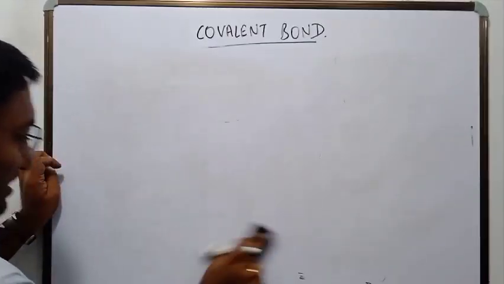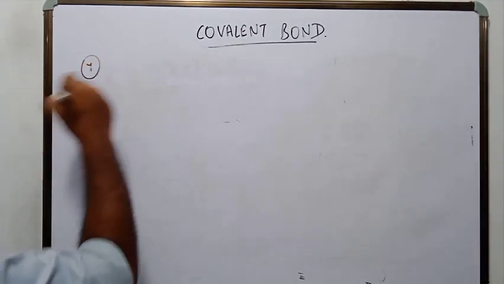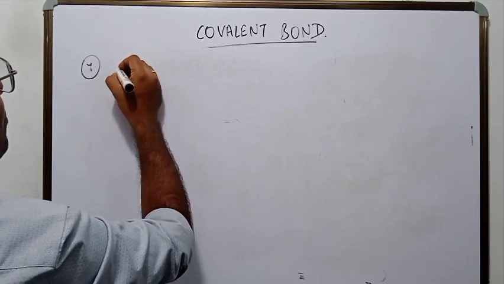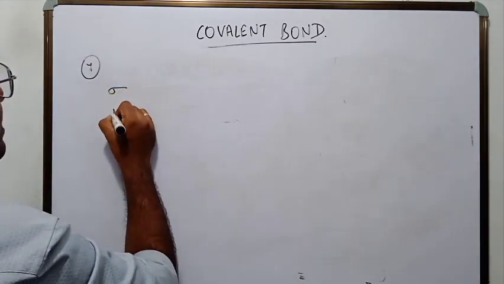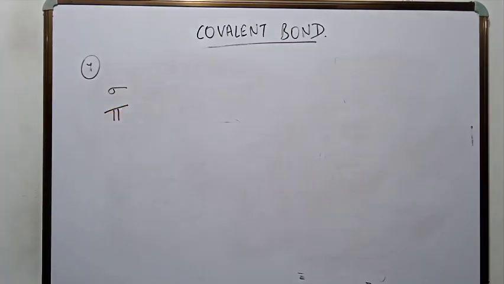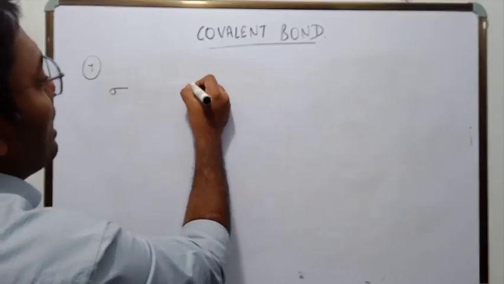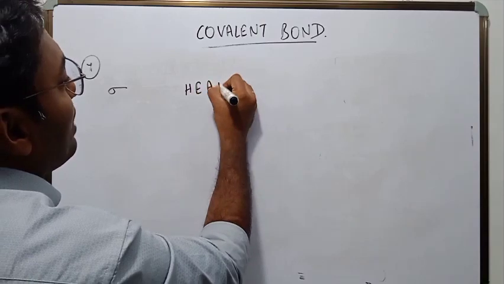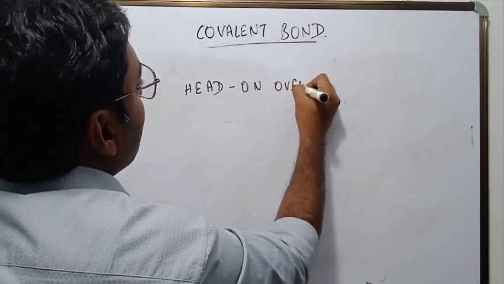The fourth point is that, based on the type of overlap, covalent bonds are divided into two. One is the sigma covalent bond, the other is the pi covalent bond. Let us now discuss the sigma covalent bond. Sigma covalent bond is because of head-on overlap.